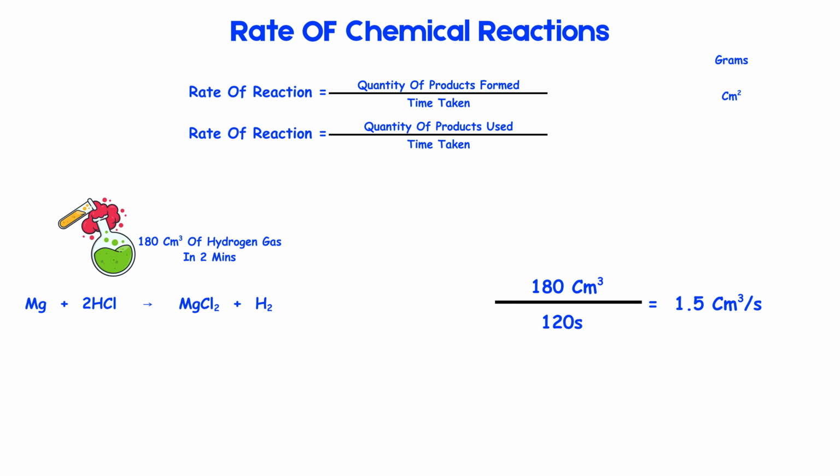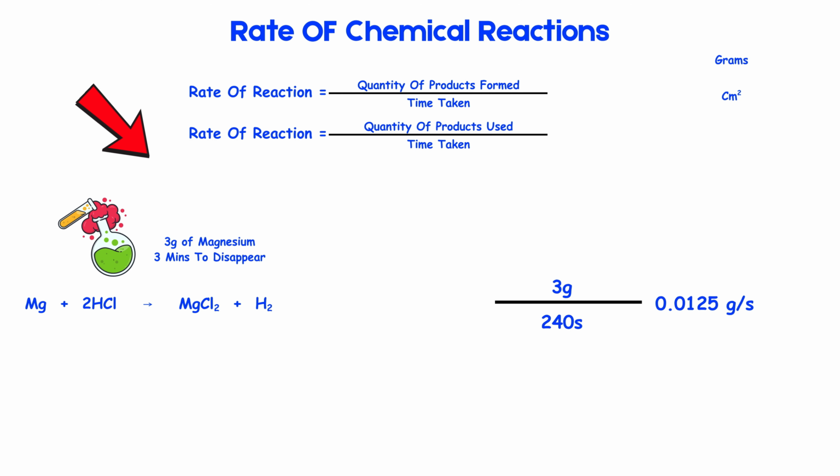For example, if we conducted a reaction where magnesium reacted with an acid and produced 180 cubic centimeters of hydrogen gas in 2 minutes, then since hydrogen is a product, we would use the second equation. First, we convert 2 minutes into 120 seconds, and then we divide 180 by 120, giving us a reaction rate of 1.5 cubic centimeters per second.